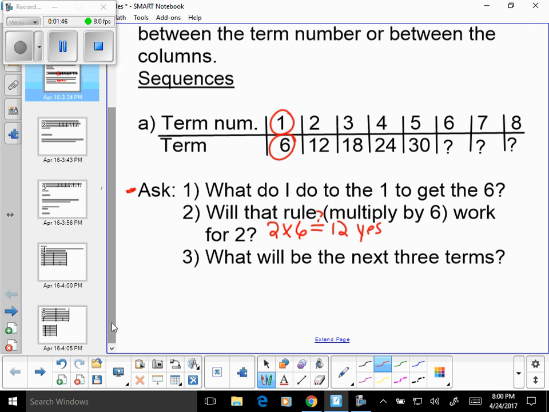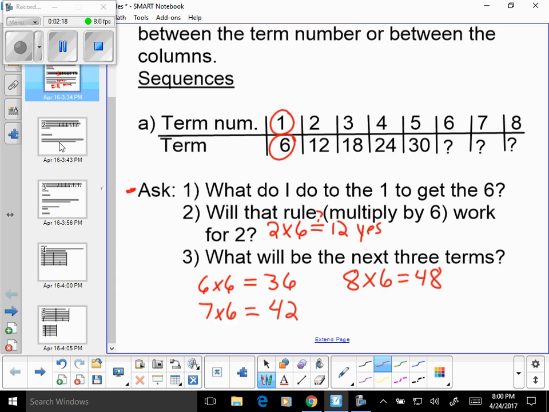Now I need to have the values for the 6th, 7th, and 8th term. Okay, so 6 times 6 is going to give me 36. Term number 7 times that rule of multiply by 6 is going to give me 42. The term number of 8 times 6 is going to give me 48, and I now have my next 3 terms.